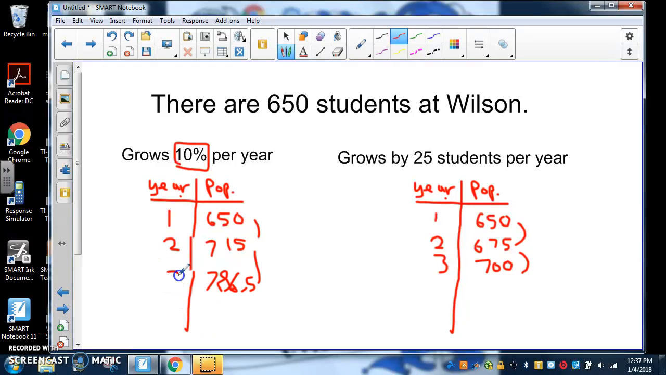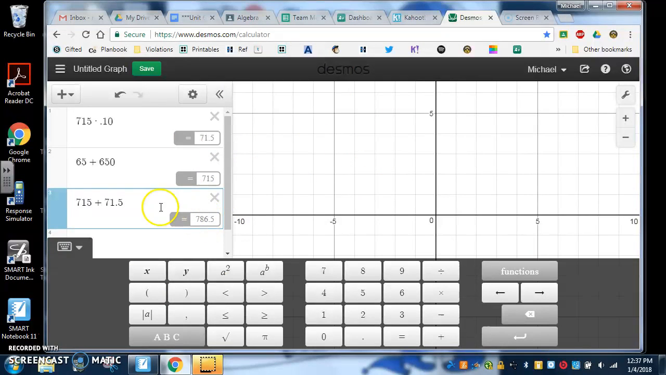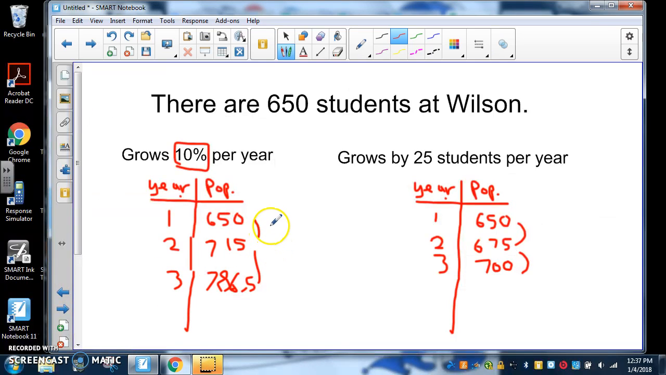This is going to be easiest to do with a calculator. I encourage you, if you don't have a calculator, pull up Desmos. You can pull it up on your phone. It still works. You just type things in. There's even a keyboard down here in case you don't have one on your phone, to use times, plus, whatever else you need. Hopefully that helps you with the table. Again, just multiply by 10% and then add it to find each one. I think you can do that.